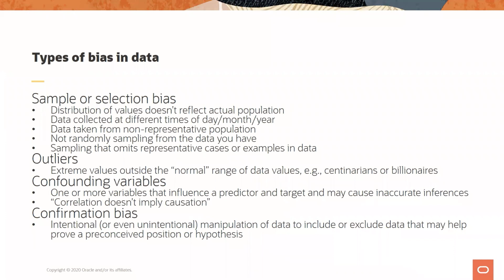Or perhaps data was taken from a non-representative population. If you want to understand opinions of people across a given country, you wouldn't focus on just sampling people in one city. Also, not randomly sampling the data that you have. If you grab the first 1,000 or million rows out of a sequential file, you may have records that were entered earlier in the data collection cycle, and that might not be representative of what came later. Also, if you do sampling that omits representative cases, then you are also going to bias the data.